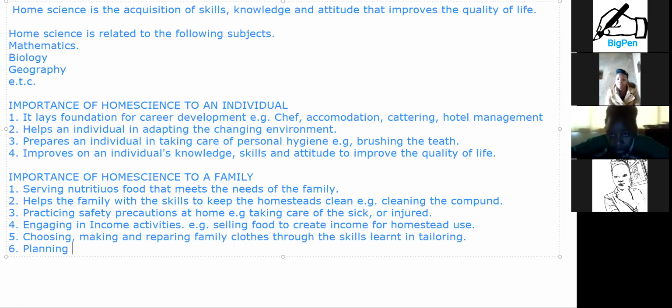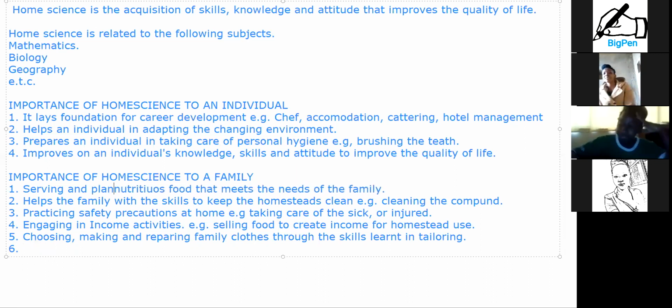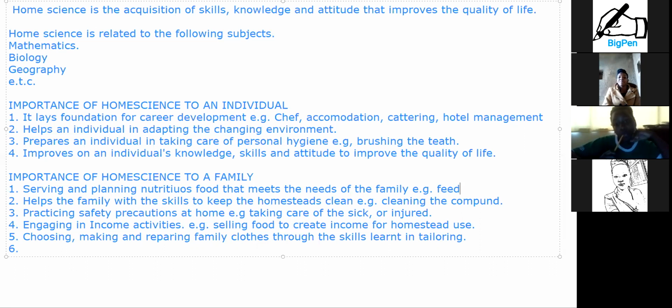Can you give an example of planning, on how you can plan? You can make a timetable of the meals you're going to take. Very good, girl. Another one. We are talking in terms of planning, isn't it? Even you can measure ingredients for them in order to cook, yes? Another one.